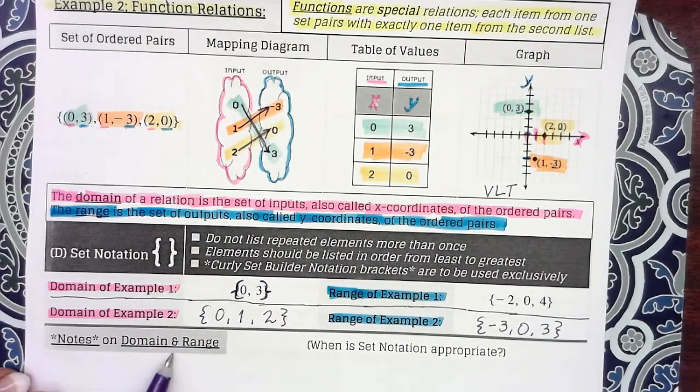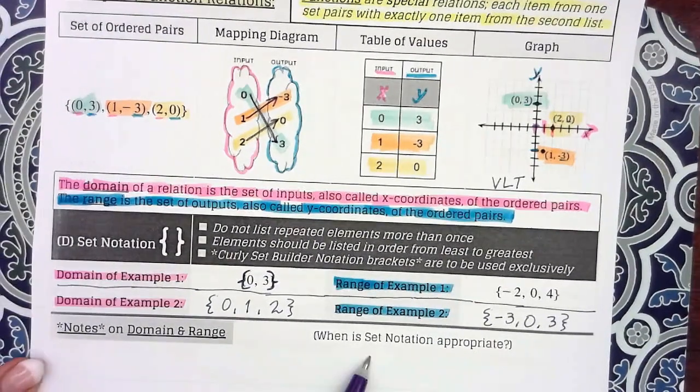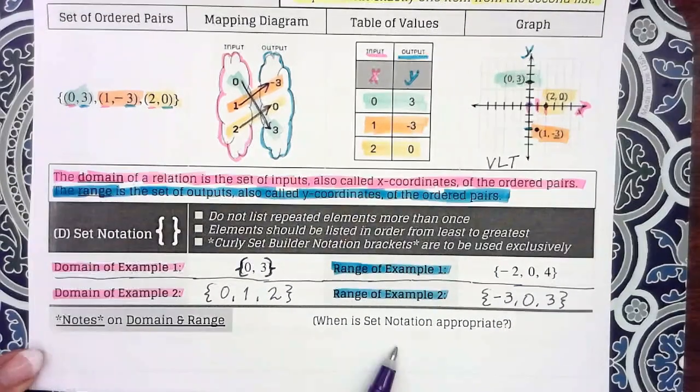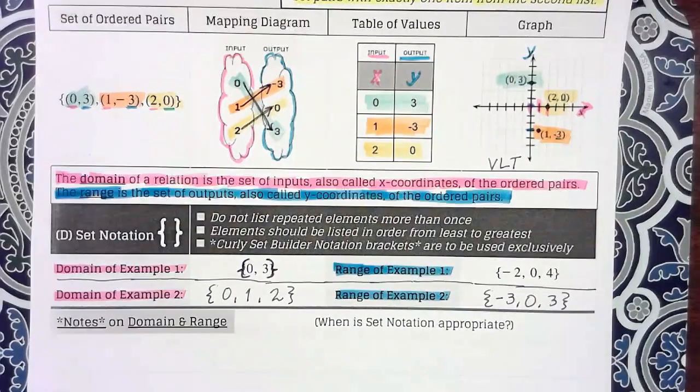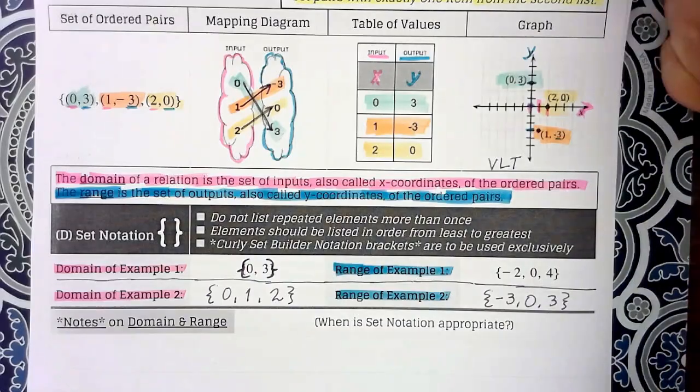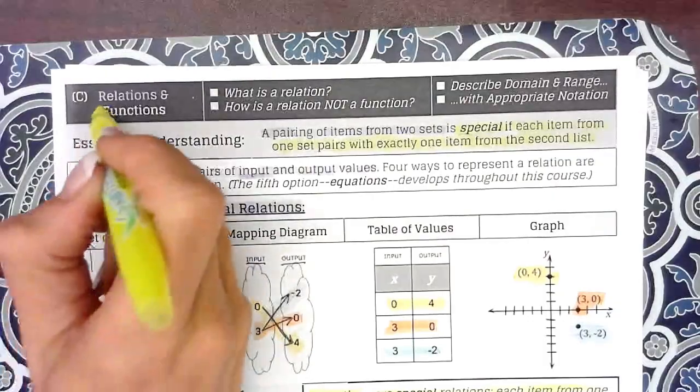Okay? So notes on domain and range. When is set notation appropriate? You could fill some stuff in here yourself, or we will talk about it when we're in class together, okay? So we will continue to talk about that. I just forgot to color this over here.